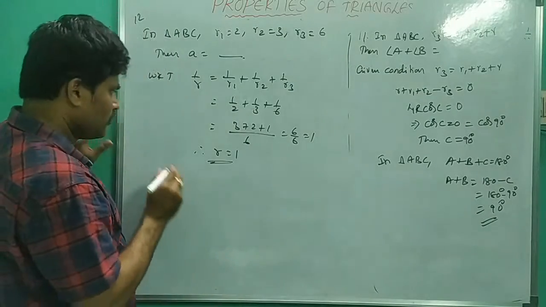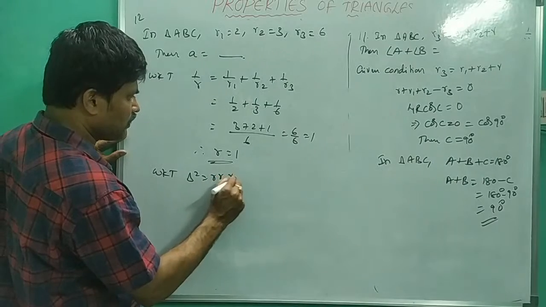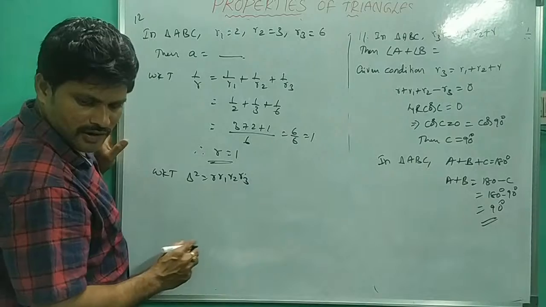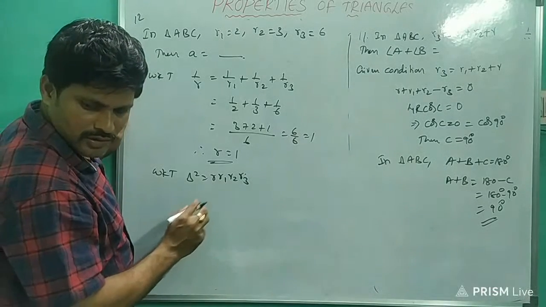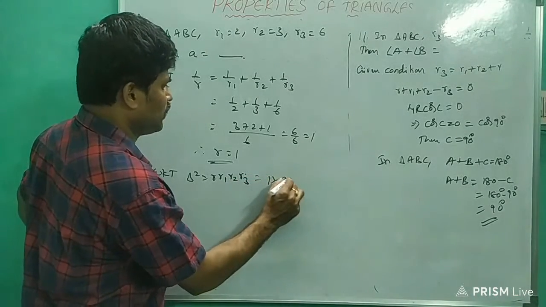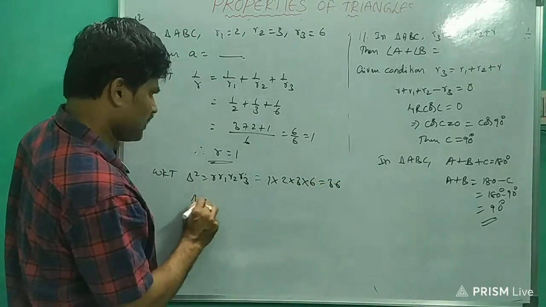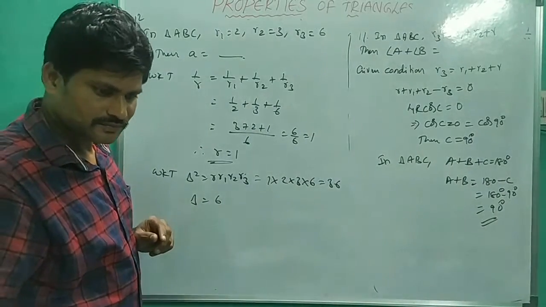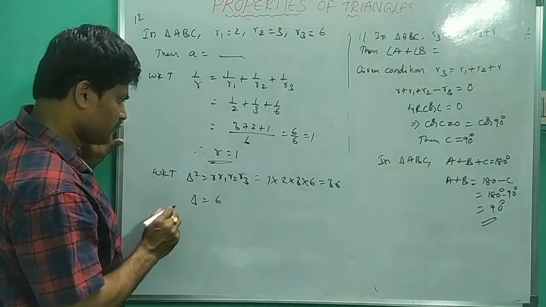Now, using one more result, delta square equal to r into r1 into r2 into r3. Here we have to observe 1 into 2 into 3 into 6, that is 36. So delta equal to 6. Now to find a square.